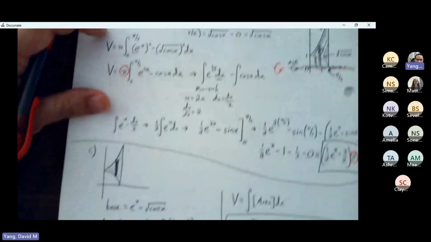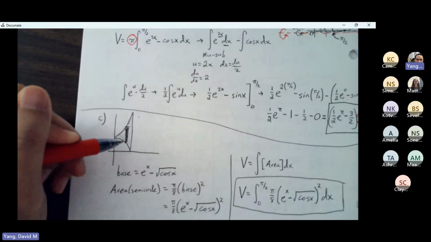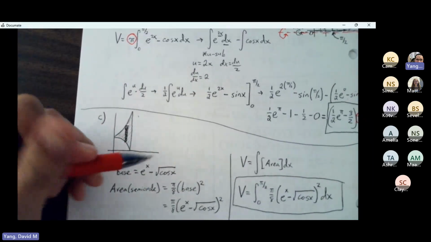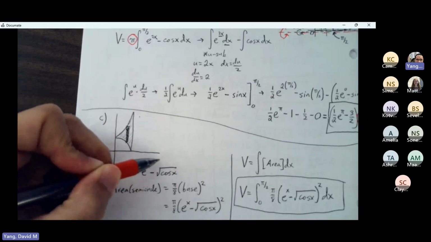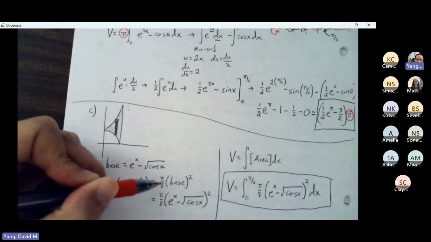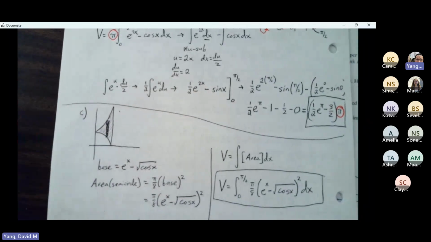So I redrew the shaded region here. I did a vertical base. So top minus bottom is the length of my base, which is e to the x minus root cosine x. So this is one dimension. I have to get to the second dimension, which is the area formula. The area of a semicircle is pi over 8 base squared. So make sure you look over your area formulas for cross sections. I've got a list of 5 or 6 of them on the back of your summary sheet.